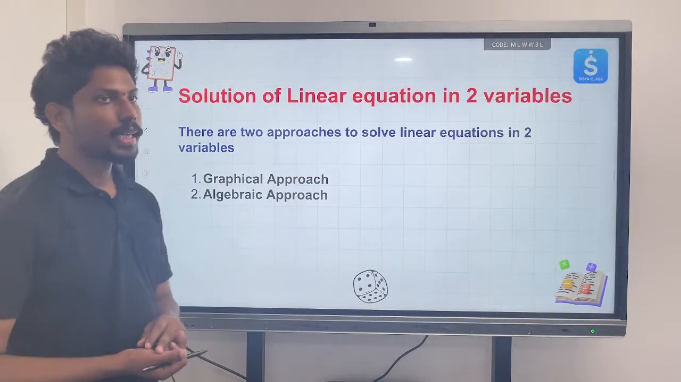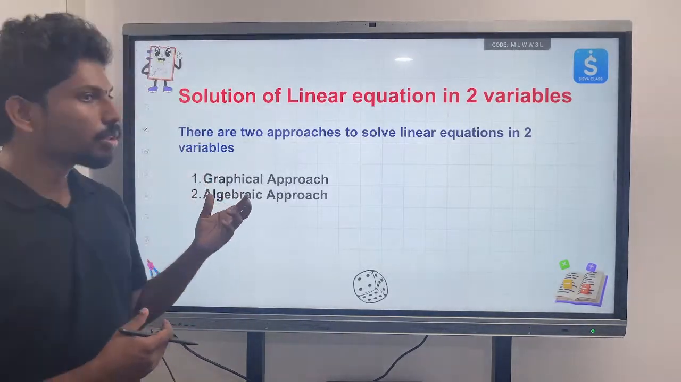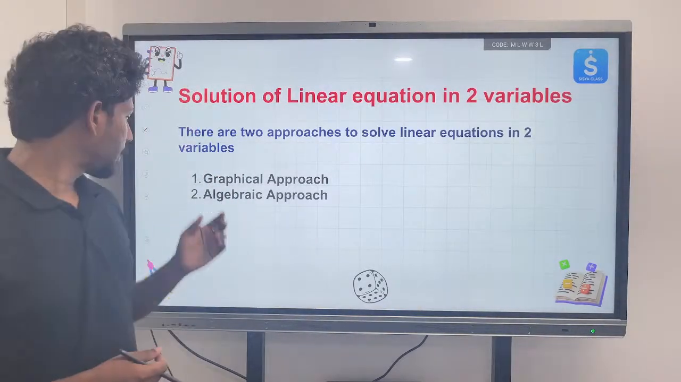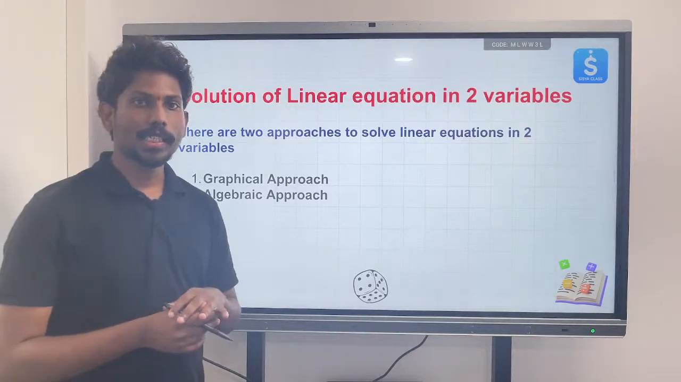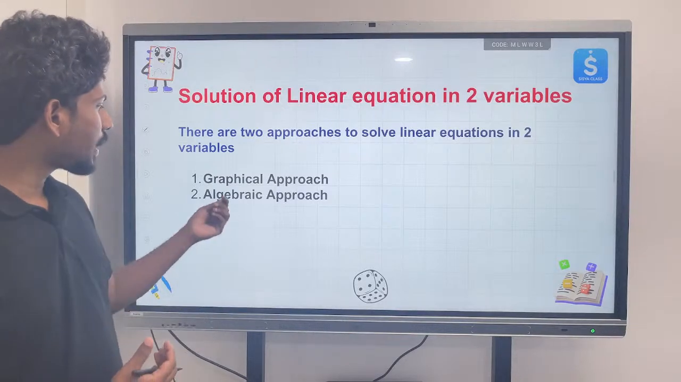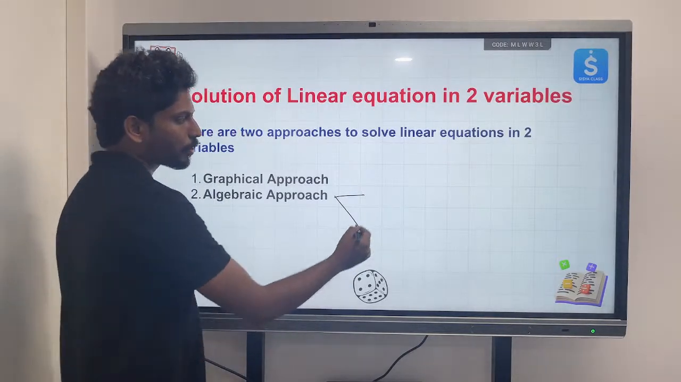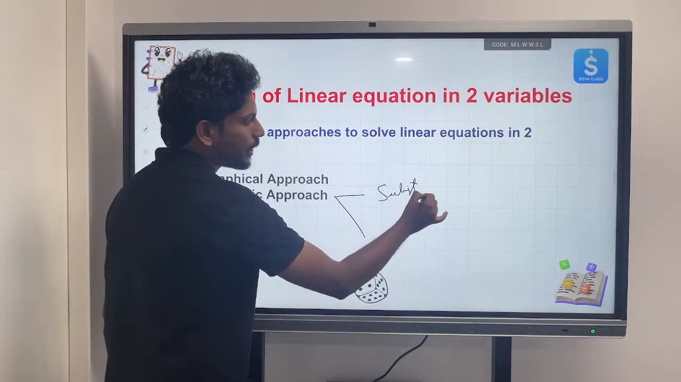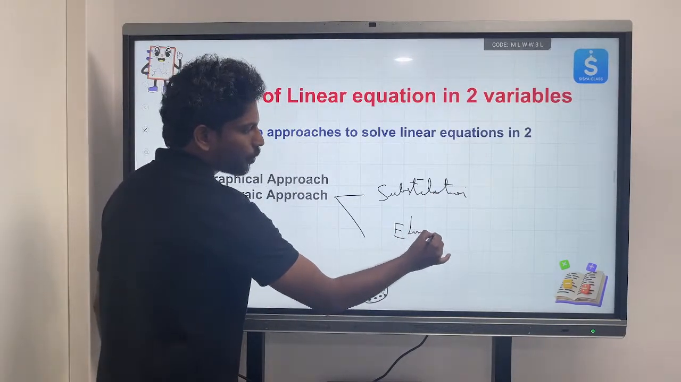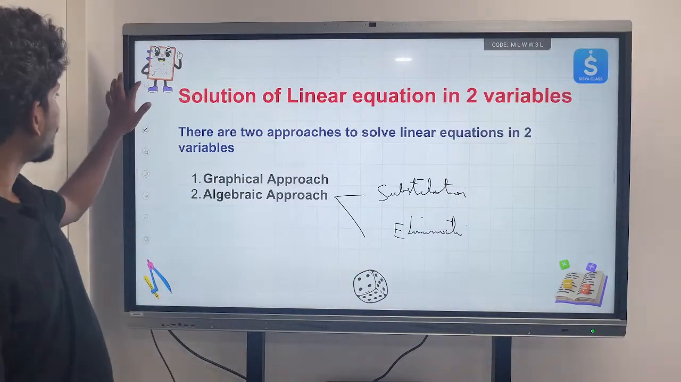Now, there are 2 ways in which we can understand and also find the solution of a linear equation. The first one is the graphical approach, and the second one is the algebraic approach, right? The graphical approach is the one where you can draw the graphs and understand what the solution is. And in the algebraic approach there are two methods, that is the substitution method and the elimination method, right? Now let's try to understand how this graphical approach looks.